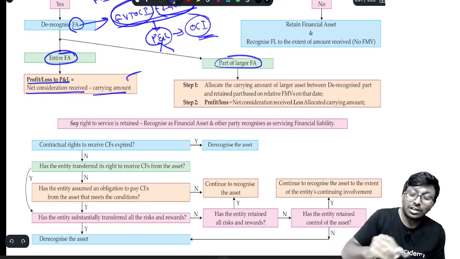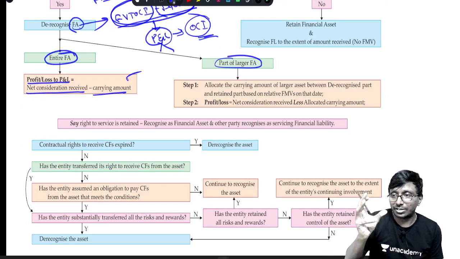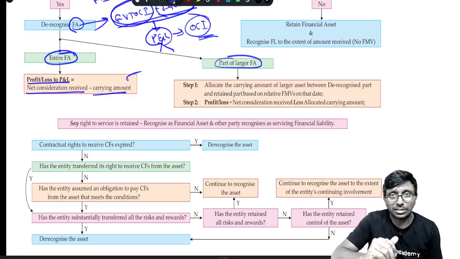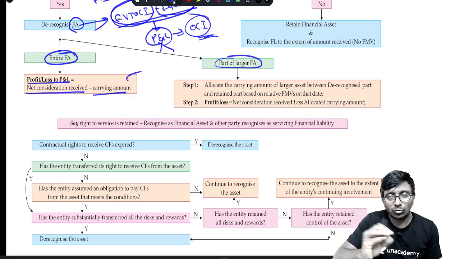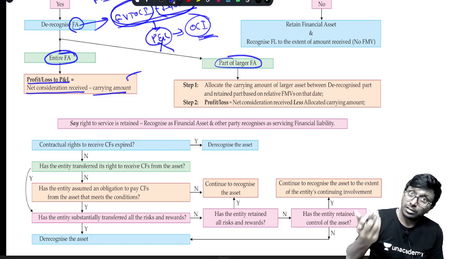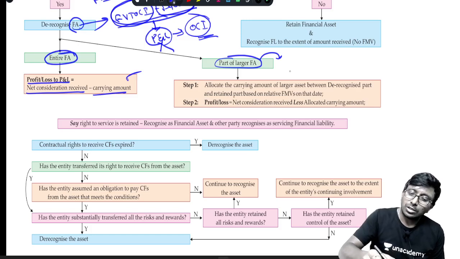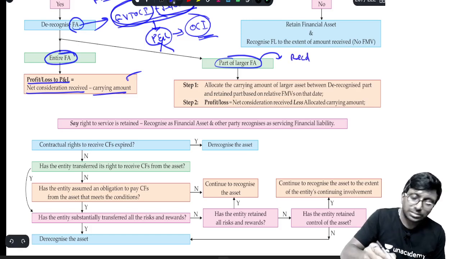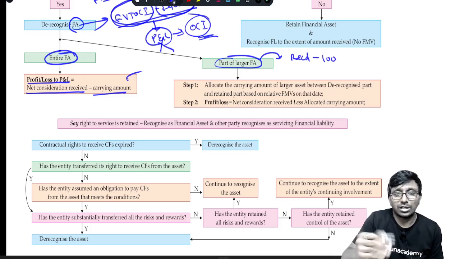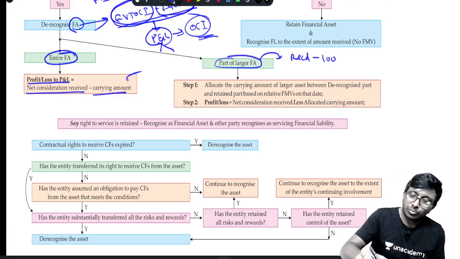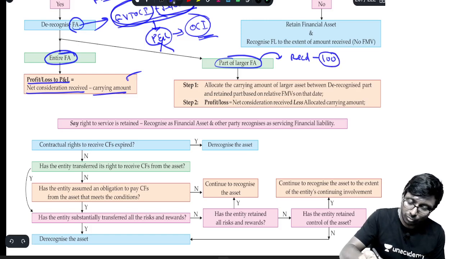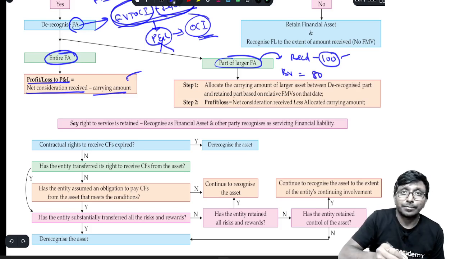Next. Sir, what about a part, sir? It is a part of a larger financial asset. One big financial asset, where only some part is sold to another party. Then what am I supposed to do? You received some money. How much did you receive? Because I sold, I got 100 rupees. What is the book value? The book value is 80 rupees.